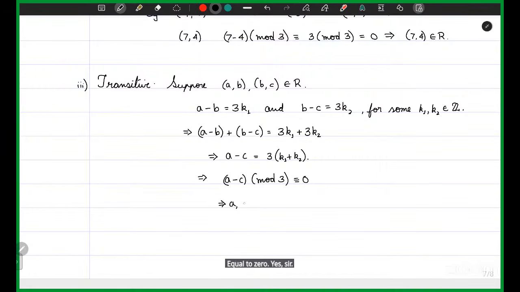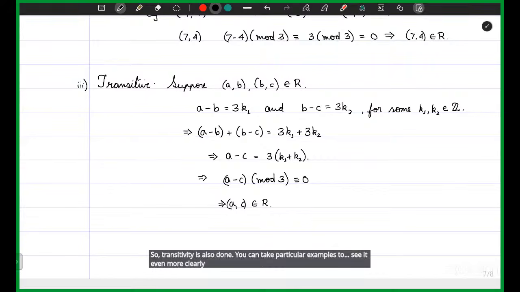Which is again the same as saying AC is in R. So transitivity is also done. You can take particular examples to see it even more clearly.